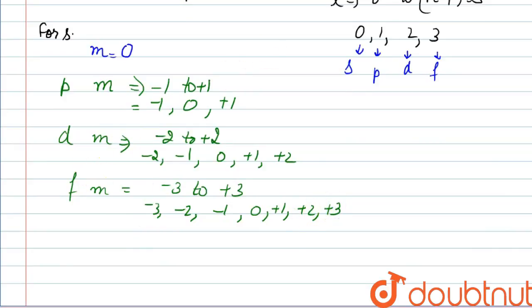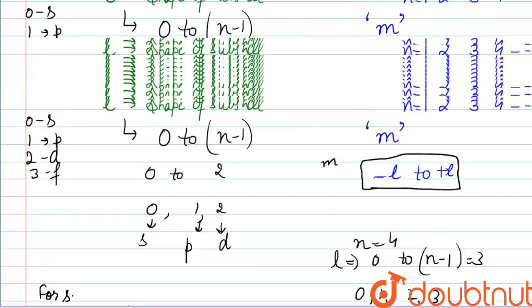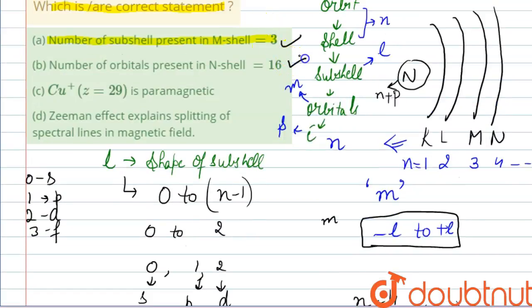So these magnetic quantum number values are equal to the number of orbitals. The number of orbitals in case of s will be 1, that is m equals 0. In case of p it will be 3. In case of d it will be 5. And in case of f it will be 7. Now if we add them, it will be 7 plus 5, 12, plus 3, 15, plus 1, 16. So there will be 16 orbitals in total, that is, the second statement is also correct.